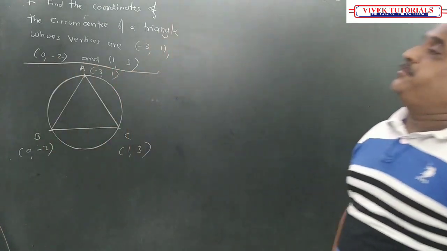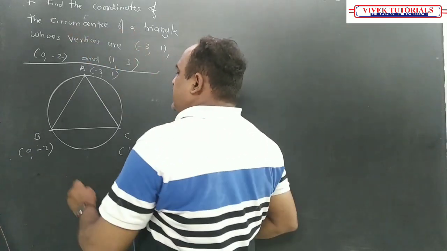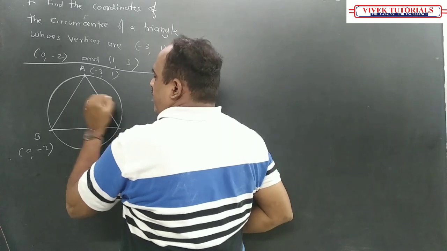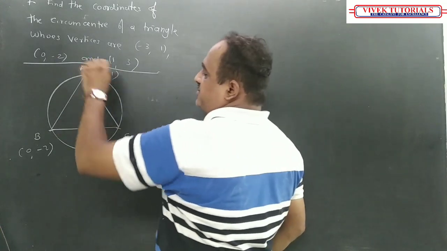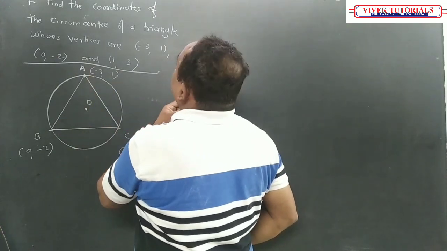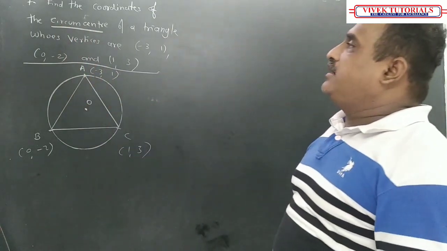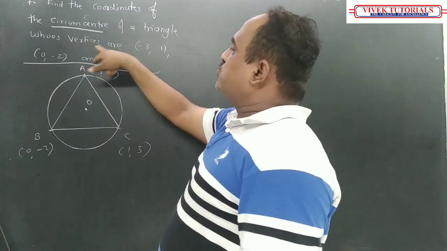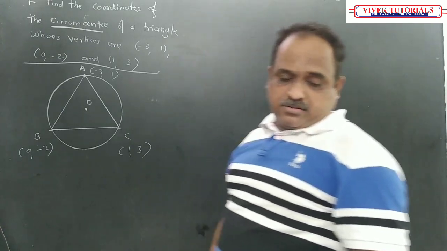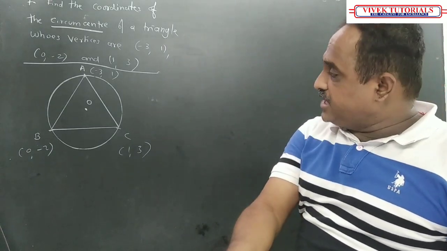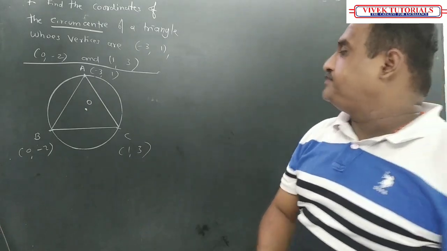See once again. Find the coordinates of the circumcenter. Circumcenter is the center of the circumcircle. Circumcircle is that circle which passes through all the three vertices of a triangle. So, we have to find out the coordinates of our circumcenter, whose vertices are (-3, 1), (0, -2) and (1, 3). Okay? Let me check once again: (-3, 1), (0, -2) and (1, 3).